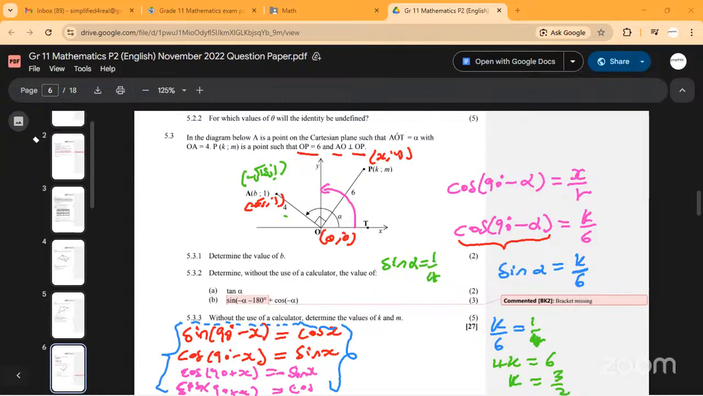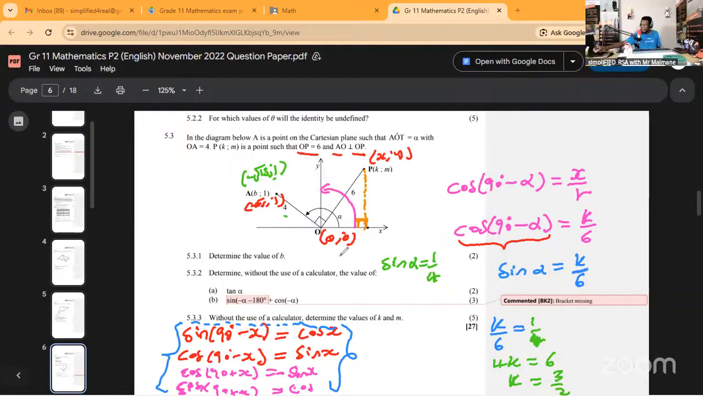Do we use Pythagoras? That's the only way, because somehow this becomes a right angle triangle. You already have the value of k. K represents your x part, which is 3 over 2. Now you are looking for the opposite part, which is m. So you're basically looking for y.